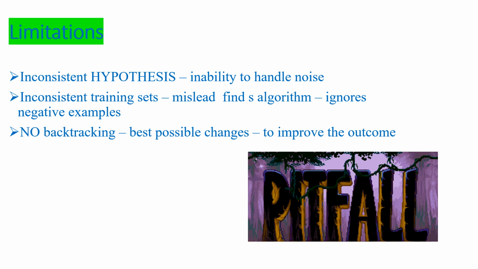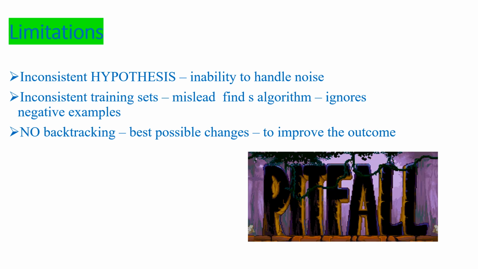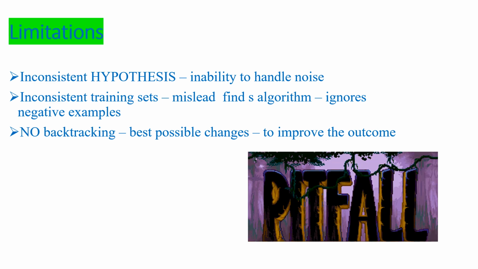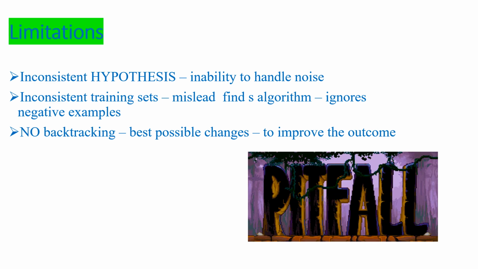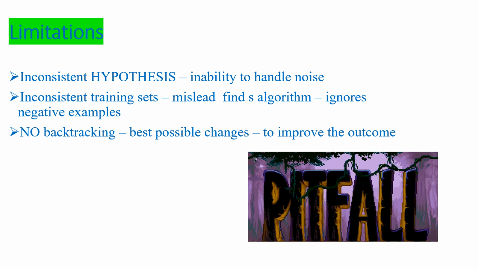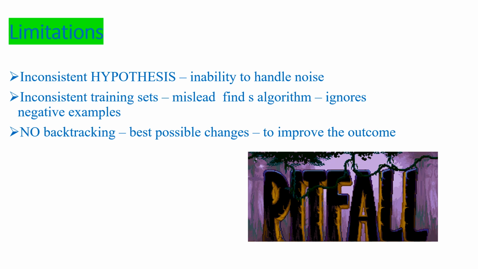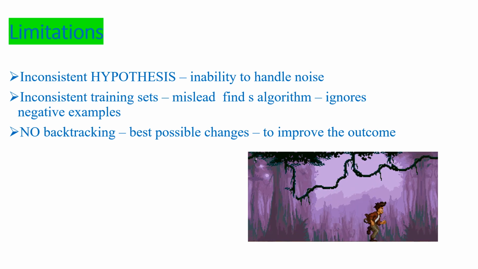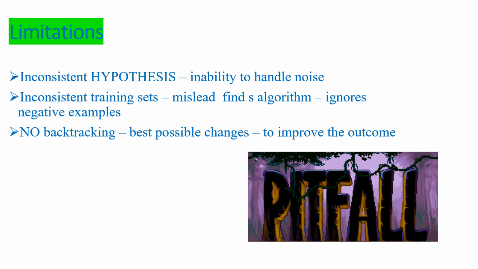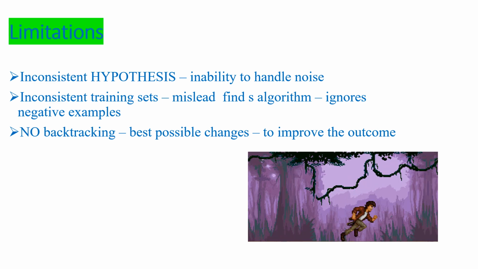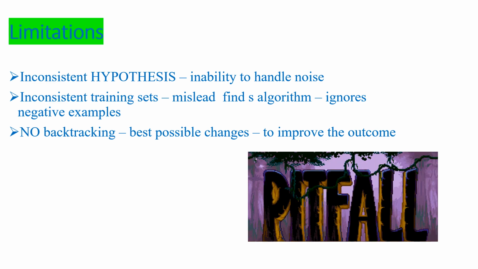And backtracking is not possible in the Find-S algorithm. So it is not possible for us to improve the outcome by going back to the hypothesis learning model to make the best possible changes in the intermediate stages. So these are some limitations involved in the Find-S algorithm.